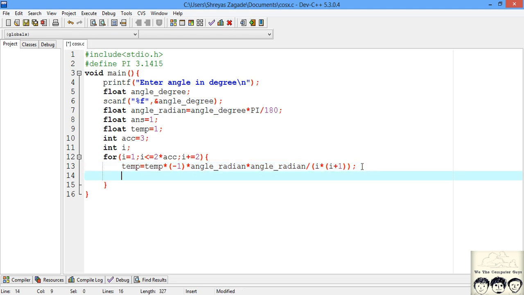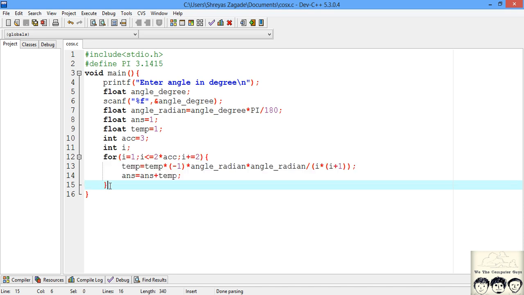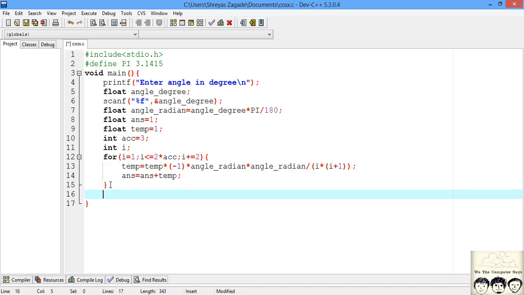So after we have updated our temporary variable, let's add it to our answer. Now this for loop will successfully calculate our answer. So now let's print our answer. So I just wrote down a print statement saying cos of percent %f. Now this value will be supplied by our angle. We'll put the angle in degree over here. So cos of whatever angle that the user inputs in degrees is equal to our answer.